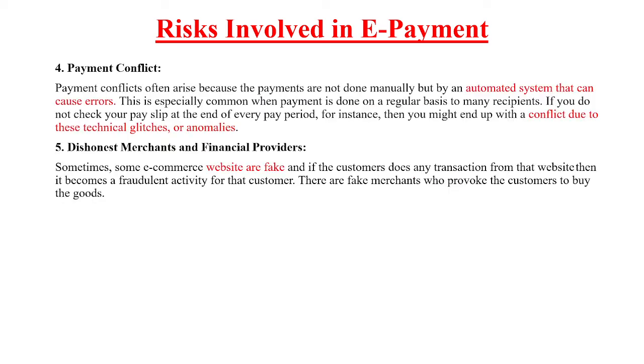And now the fourth risk is payment conflict. Payment conflict often arises because the e-payment process is not done manually but by an automated system that can cause errors. This is especially common when the payment is done on a regular basis to many recipients. If you do not check your pay slip at the end of every pay period, for instance, then you might end up with a conflict due to these technical glitches or anomalies.